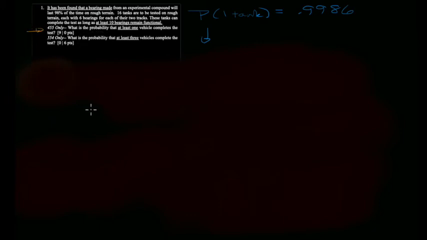Now, what's the probability that at least one vehicle completes the test? There's 16 tanks here. At least one. Well, the probability of at least one completing, the probability of success for one or more tanks, is equal to 1 minus the probability of all of them failing.